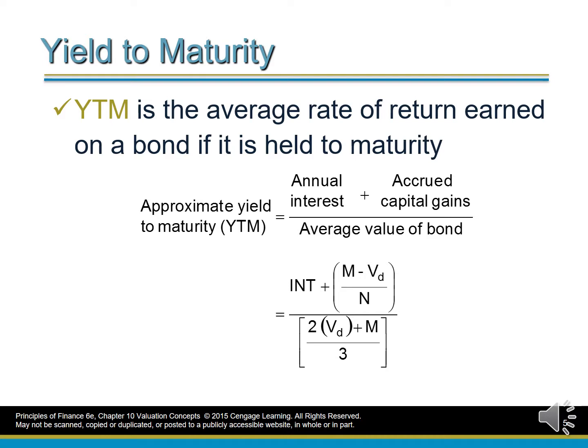Yield to maturity. Yield to maturity is the average rate of return earned on a bond if it is held to maturity. Approximate yield to maturity can be calculated using the following equation.